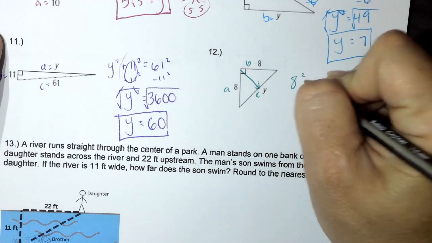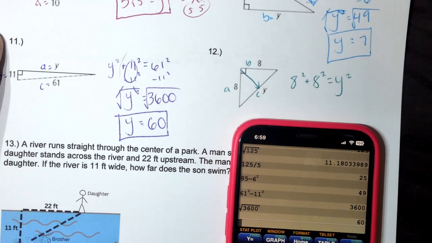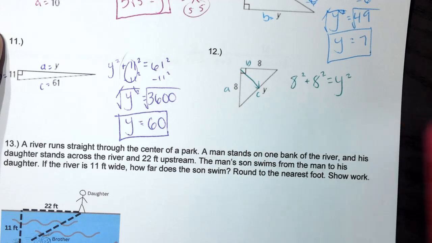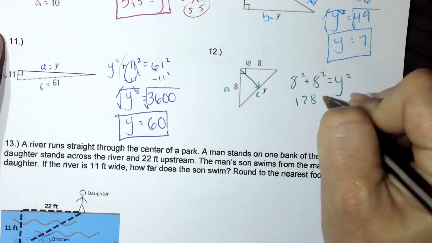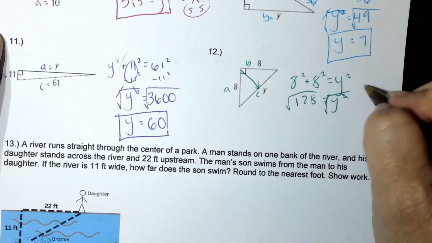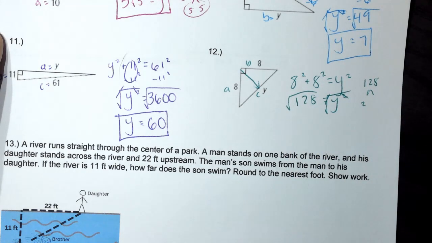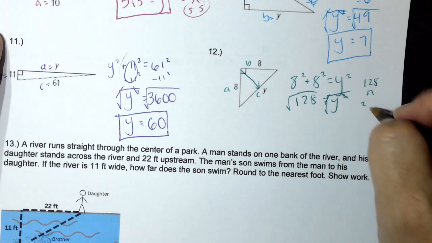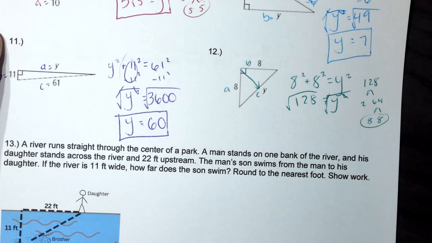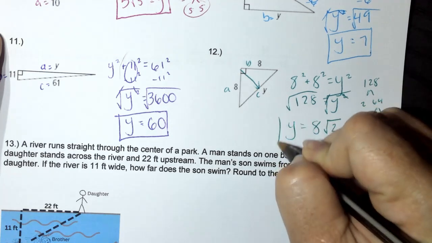So we have 8 squared plus 8 squared equals y squared. So we get 128, which I know is not a perfect square, so when I square root both sides, I have to break it down. So 2, sorry if y'all hear my dogs in the background, and 64. I know 64 is a perfect square of 8 and 8, so remember when it matches I can stop. And I get y equals 8 square root of 2.